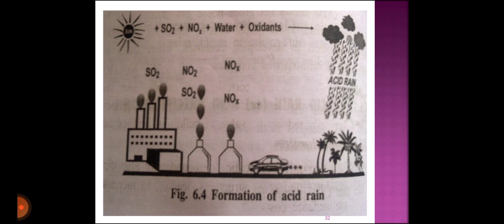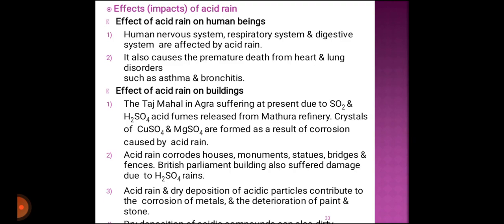Then what are the effects of acid rain? Acid rain affects the human nervous system, respiratory system and digestive system. It also causes premature death from heart and lung irritations such as asthma, and bone diseases.